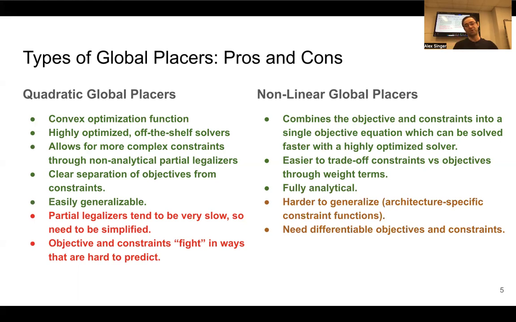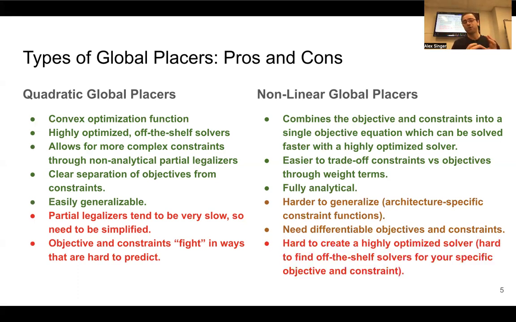It doesn't matter if you have a really amazing objective, a really amazing constraint, if it takes n squared every iteration to compute this. That's just not acceptable. So you need something that's not only differentiable, but that you can solve efficiently. And then finally, it's hard to create a highly optimized solver. It's hard to find off-the-shelf solvers for your specific objective and constraint. You've got to do the derivative yourself, which can be quite expensive and challenging to do.